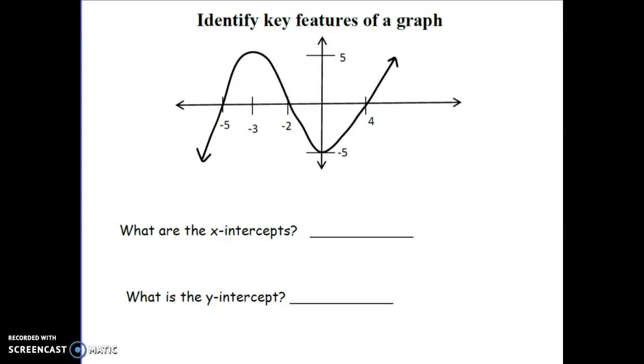Okay, so based on what we just looked at, what are the X-intercepts? When we type these into Delta Math, it is not going to expect us to type a point. It's just going to expect us to type a number. So the X-intercepts, instead of typing this as the point -5, 0, it's just going to expect us to type -5. So I have the X-intercepts are at -5, -2, and 4, right? Because you remember that's where it's crossing the x-axis. We just looked at those. And the y-intercept, that's where it crosses the y-axis, and that's there at -5.